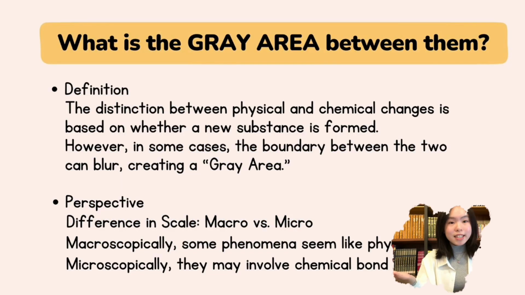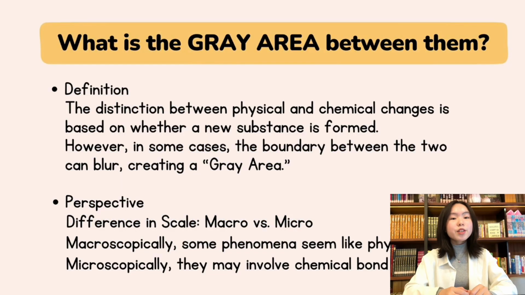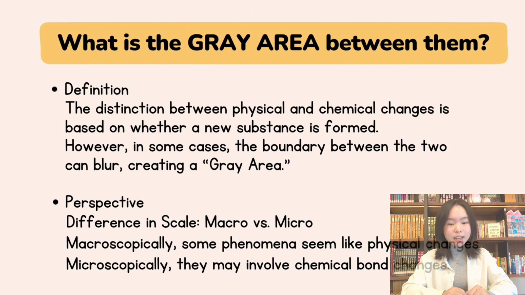And the last content of our presentation, the gray area. The distinction between physical and chemical changes lies in whether a new substance is formed. However, in certain situations, the line between the two becomes blurred, creating a gray area.